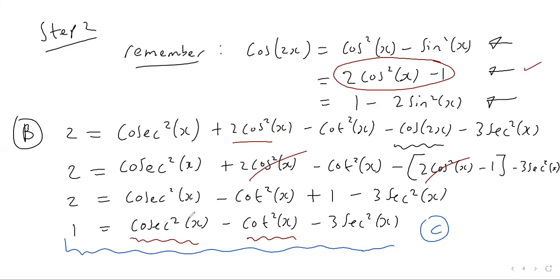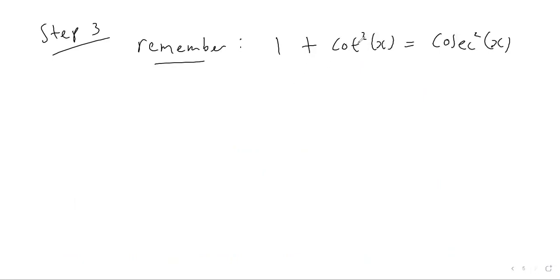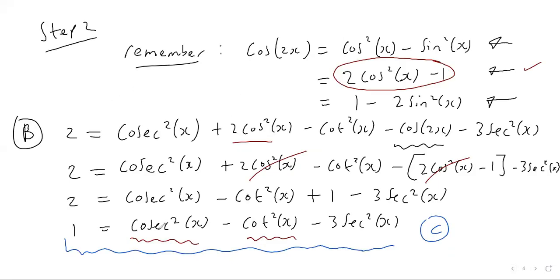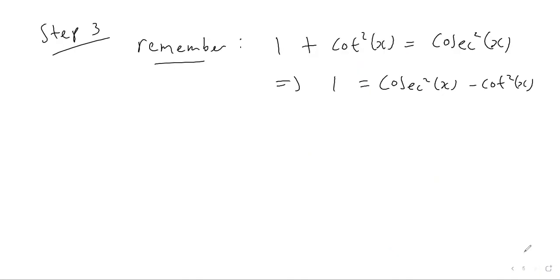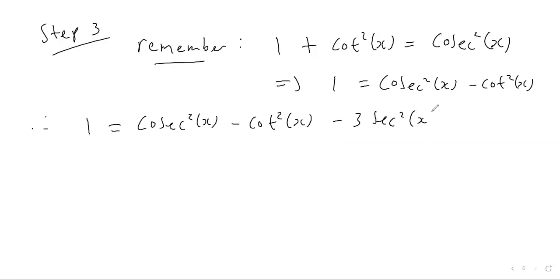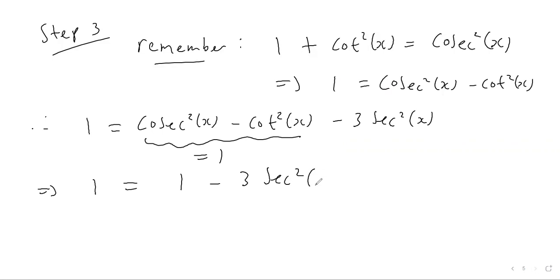If we look at this here, we've got cosec squared take away cot squared, and we've got a 1 there. So if we take away cot squared from both sides, we get 1 is equal to cosec squared x take away cot squared x. Therefore, this cosec squared take away this cot squared is just going to give us 1. So 1 equals cosec squared x take away cot squared x minus 3 sec squared x. Well, that's just going to give us a number 1 here. This equals 1. So we get 1 is equal to 1 minus 3 sec squared x.